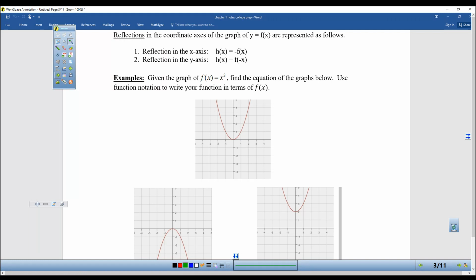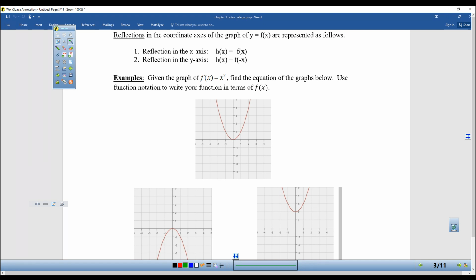Reflections in the coordinate axis of the graph of y is equal to f of x are represented as follows. Reflections in the x-axis are going to have a negative in front of the function, and reflections in the y-axis are going to have a negative inside the actual function.